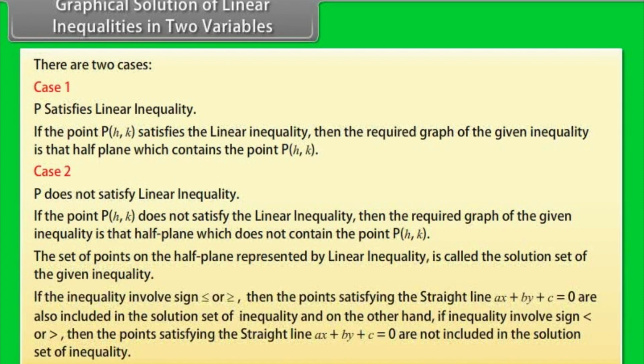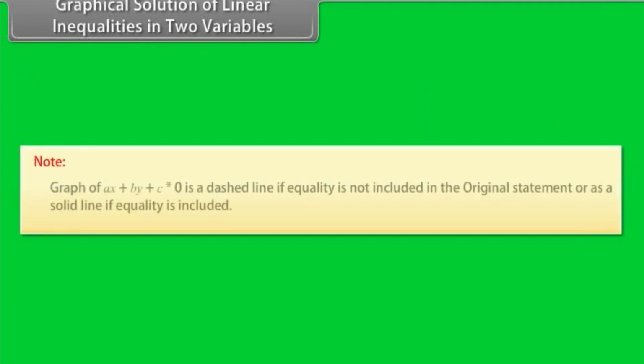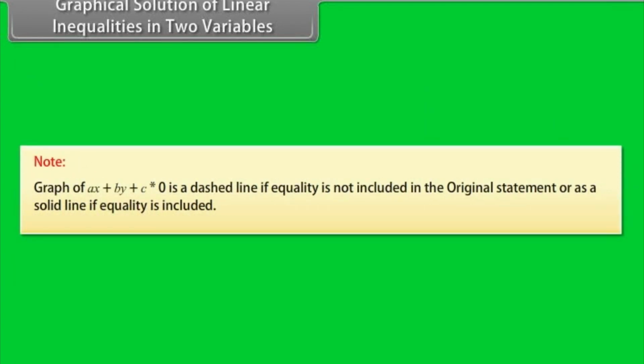If the inequality involves the sign less than or equal to or greater than or equal to, then the points satisfying the straight line ax plus by plus c is equal to 0 are also included in the solution set of the inequality. On the other hand, if the inequality involves the sign less than or greater than, then the points satisfying the straight line ax plus by plus c is equal to 0 are not included in the solution set. Note, the graph of ax plus by plus c is equal to 0 is a dashed line if equality is not included in the original statement, or a solid line if equality is included.